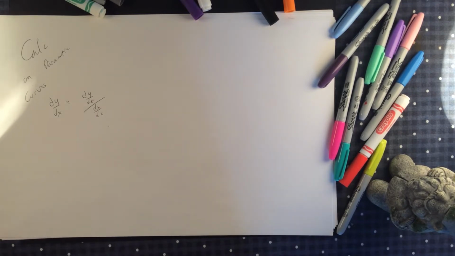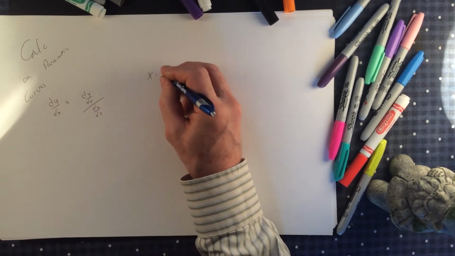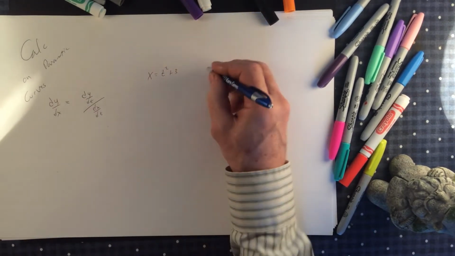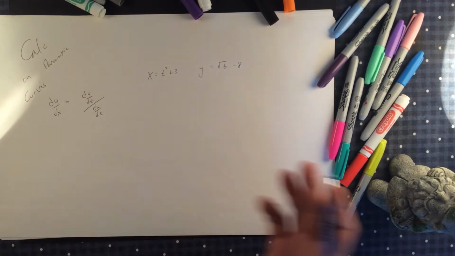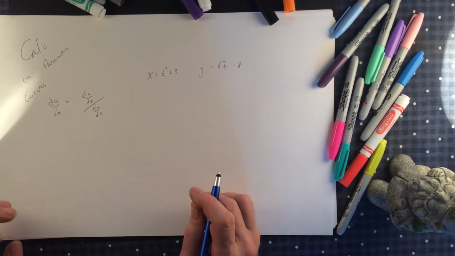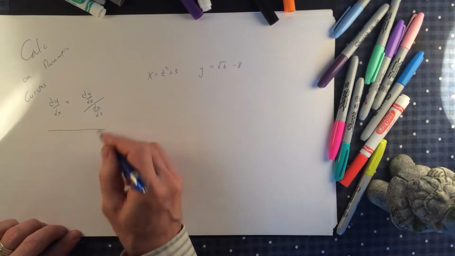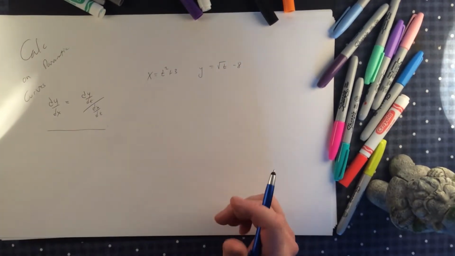So let's start with a fairly simple idea. Let's take x equals t squared plus 3 and y equals the square root of t minus 8. We don't even have to know what this actually looks like. What we want to do is find a tangent line. We know that dy/dx gives the slope of the tangent line in the rectilinear coordinate system.